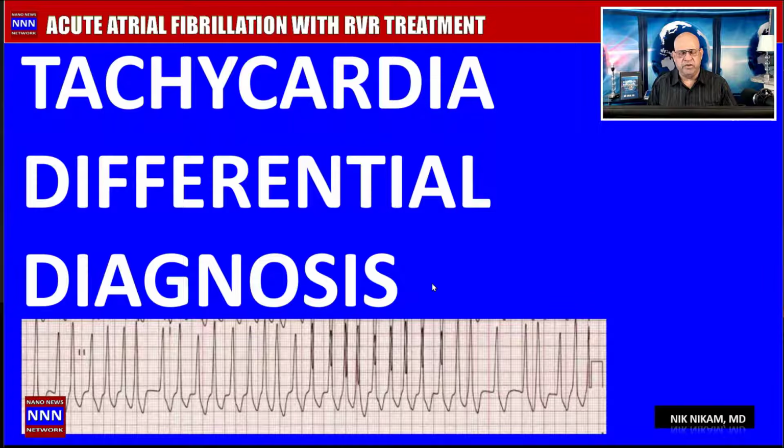We need to establish what kind of rhythm we are dealing with. How bad is the rhythm? And what is the patient's clinical condition? Based on these, we may have to institute prompt treatment. So let us walk through this differential diagnosis so the next time you see a patient with a tachycardia, you won't be sweating like the patient.